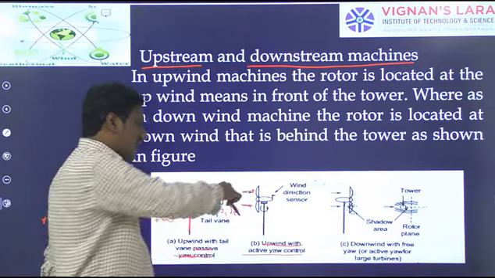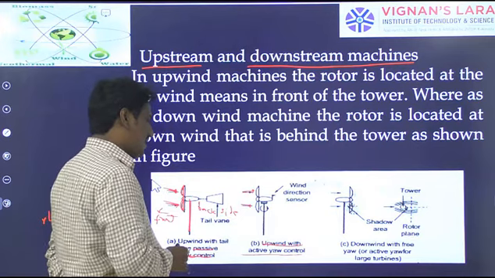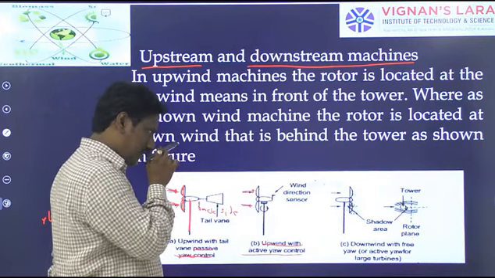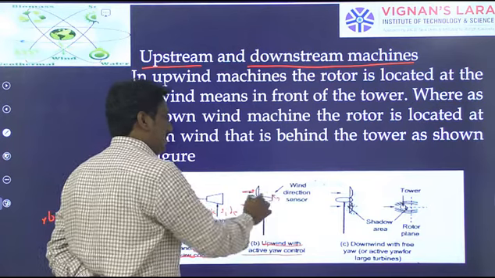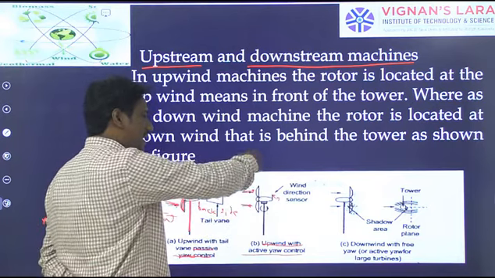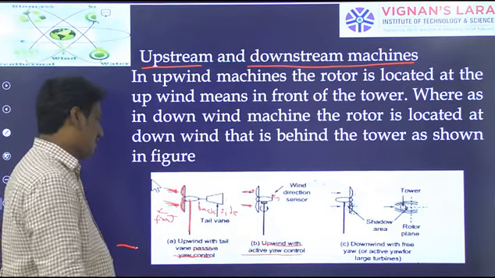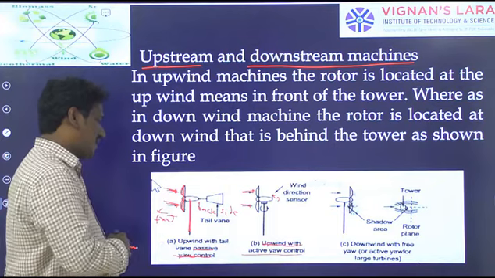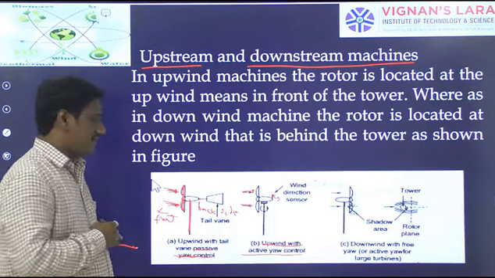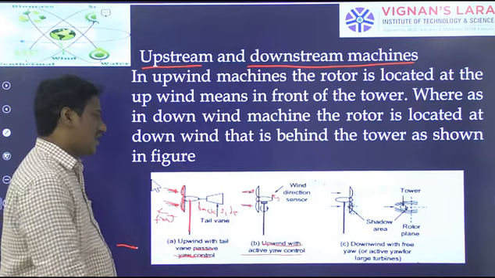Here it will be rotated. In upwind with yaw to yaw control, a speed sensor is used, so based upon the wind condition, it will automatically rotate the head. So here we have upwind machines with the tail vane, and upwind machines with yaw to yaw control.